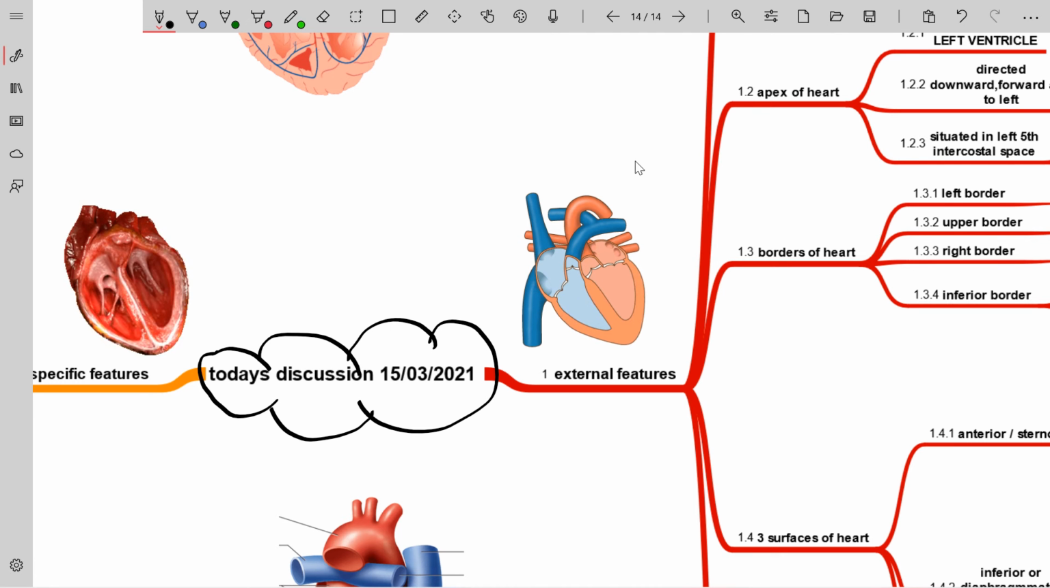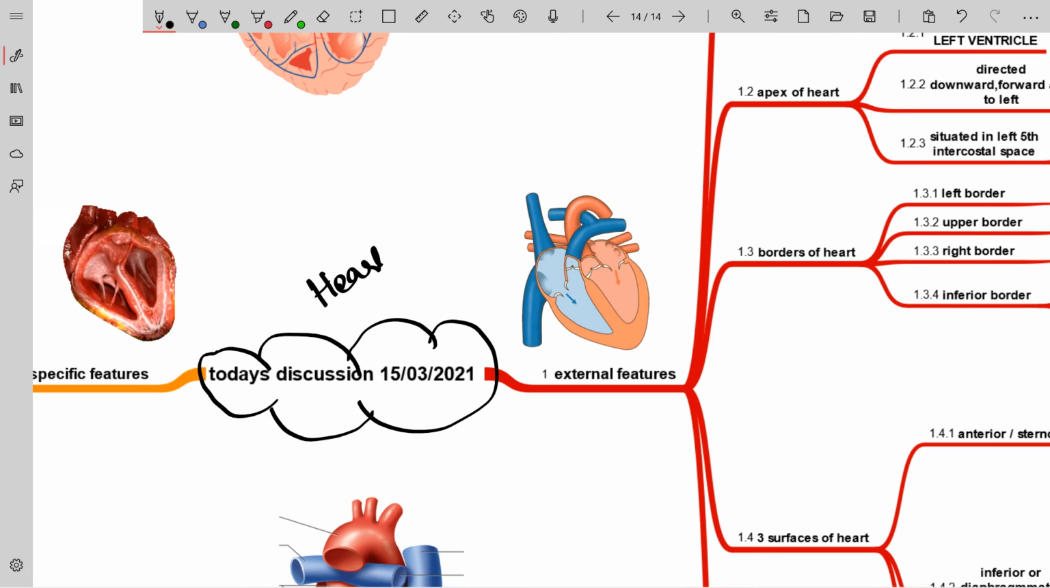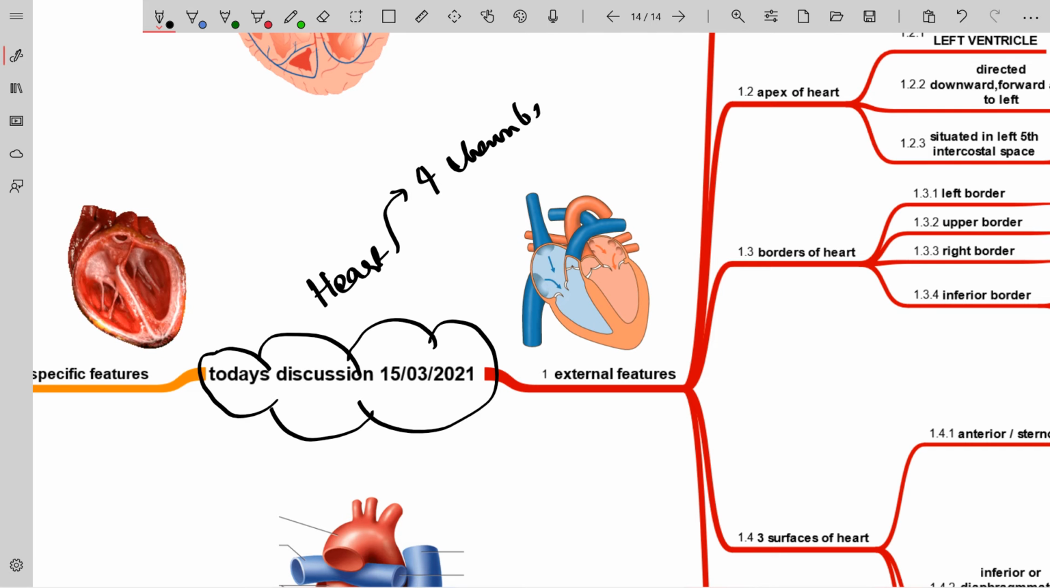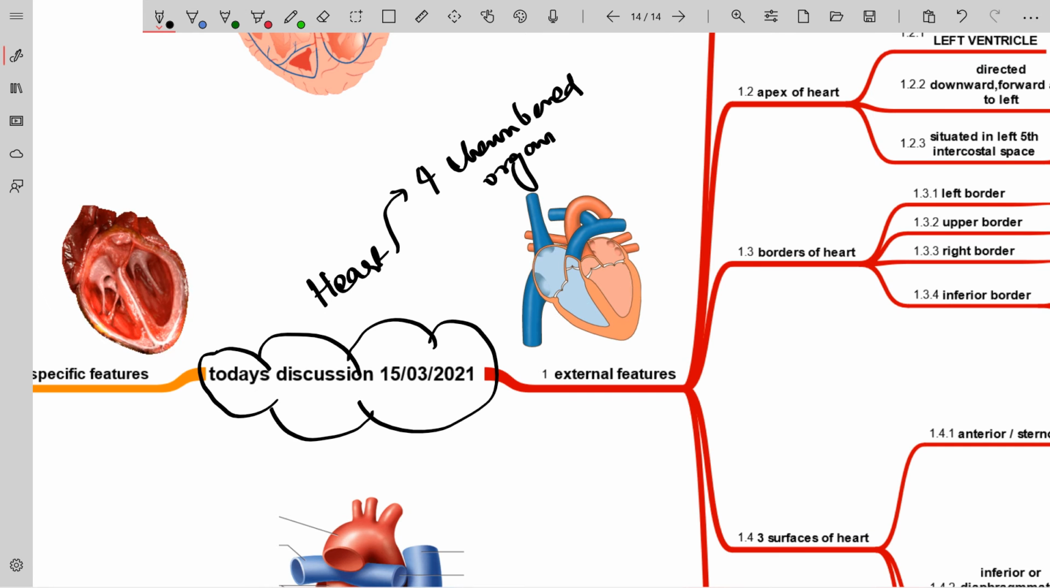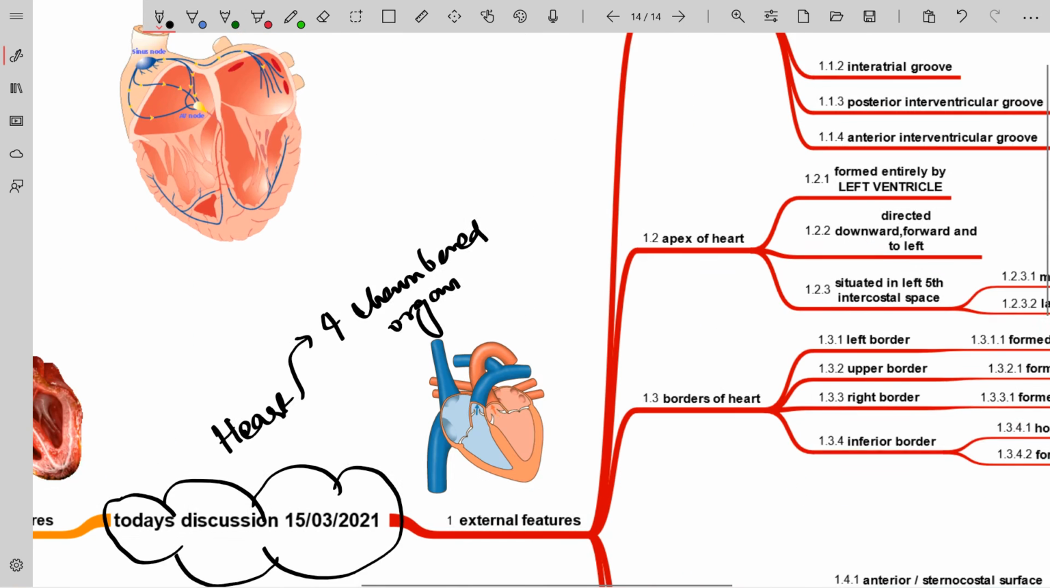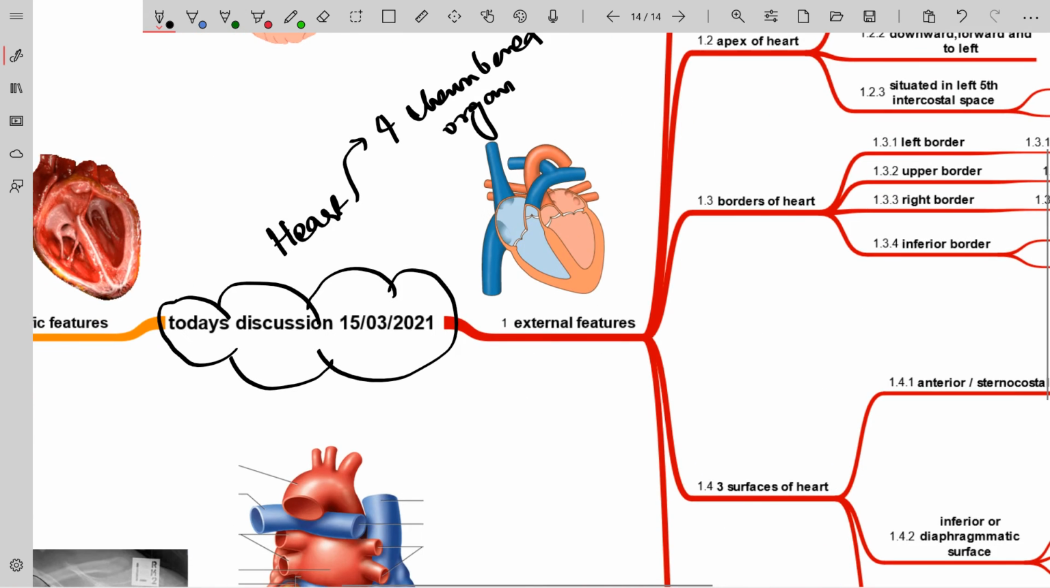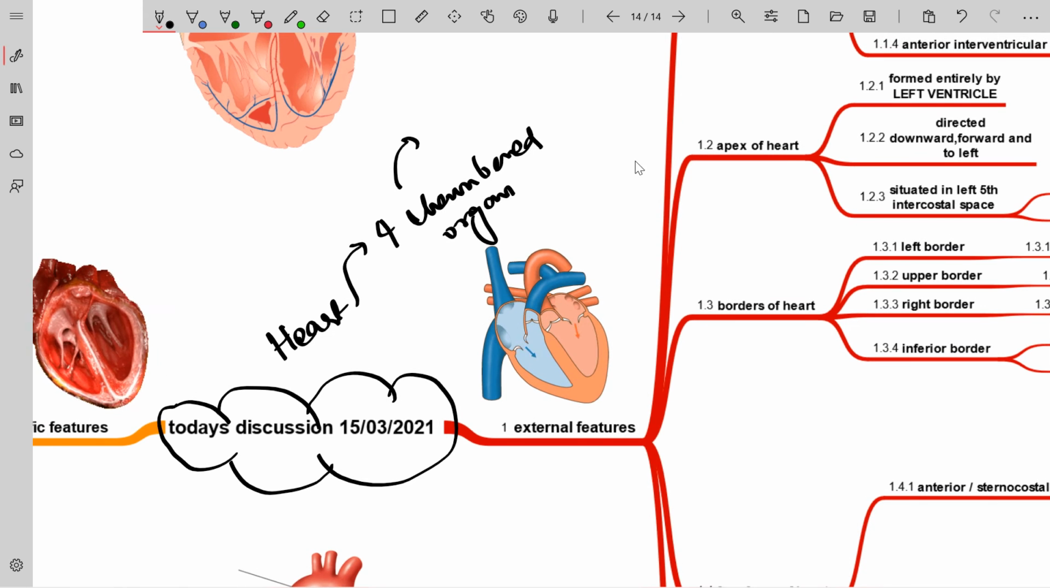Anatomy of heart. Heart is a four-chambered organ. It is present in the chest.